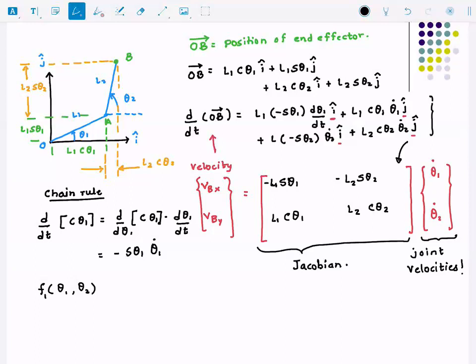So the Jacobian is always with respect to origin O. Just a second, let me finish this discussion. So f1 is a function of theta 1 and theta 2. Now what I'm interested in finding out, and this is an important discussion, is how much this function changes with respect to theta 1, and how much this function changes with respect to theta 2. So let me write the question down. The question is, how would f1 change if theta 1 and theta 2 are changed?